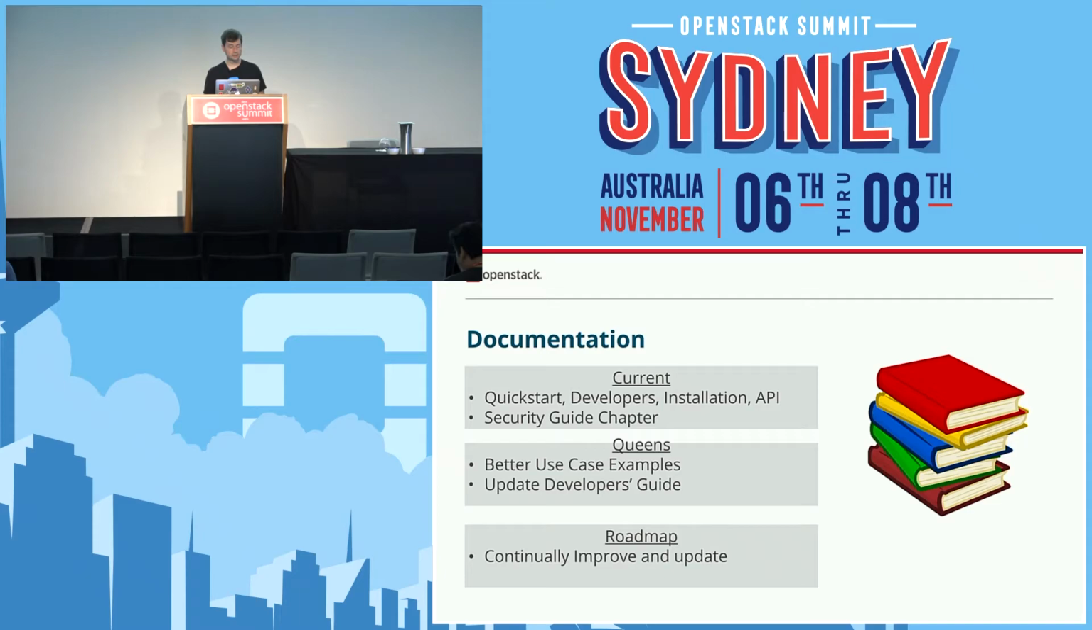In the area of documentation, we've got pretty good documentation right now. We have a quick start guide, a developer's guide, an installation manual, and an API reference. During the Pike cycle, we added a chapter to the OpenStack security guide on key management. During the Queens cycle, we'd like to add more use case documentation, and we'd like to update the developer's guides. Some things have changed from cycle to cycle, and we haven't kept our documentation up to date. So that's some work we'd like to schedule for this release. And just in general, in the roadmap, we'd like to continually improve and update the documentation.